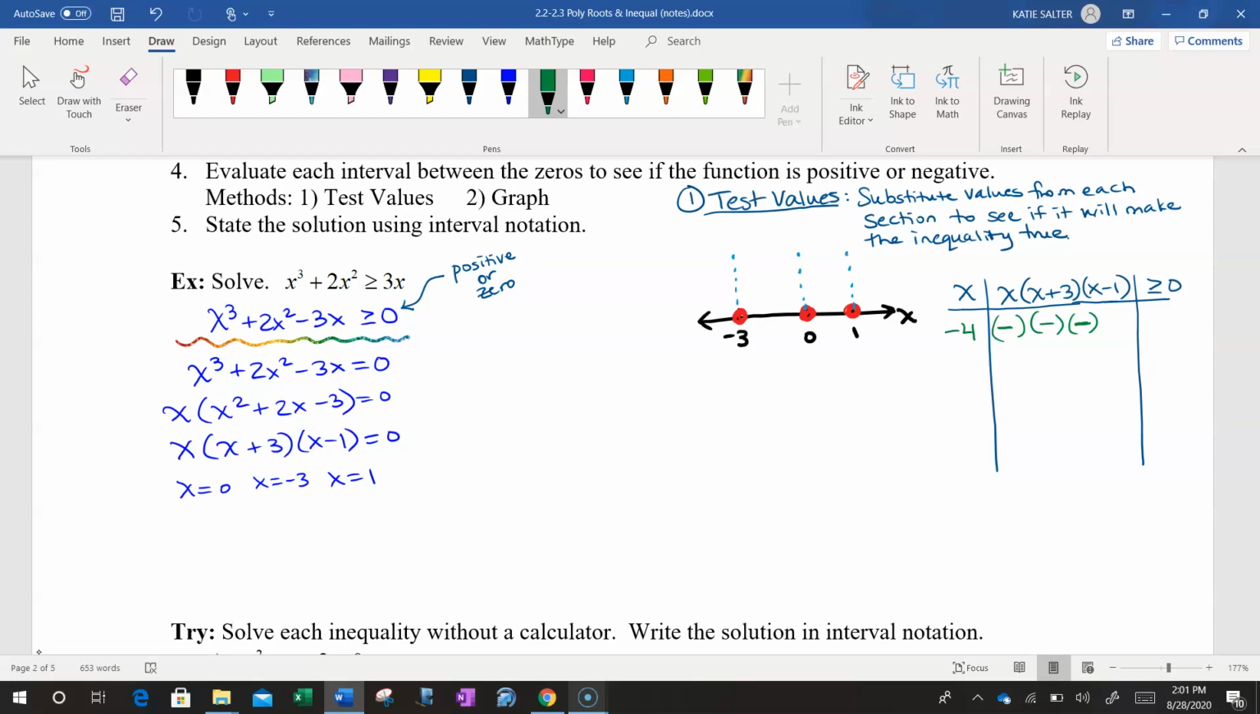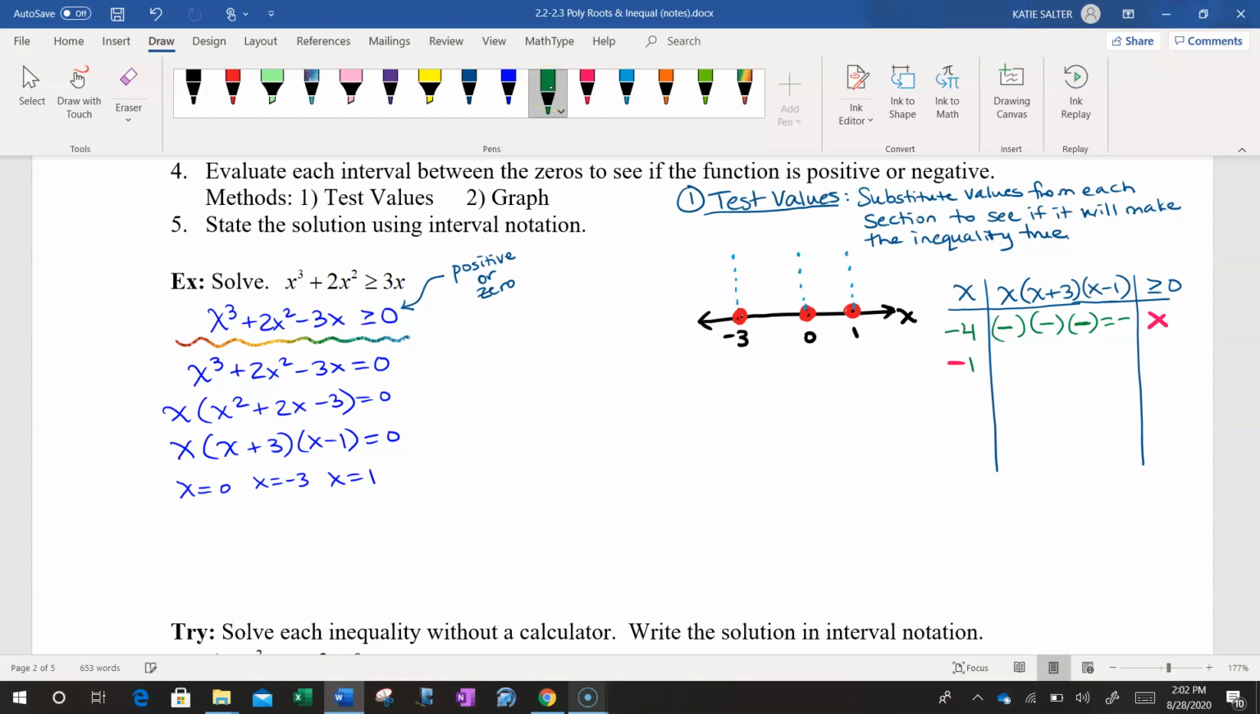Is negative greater than or equal to 0? No, because it's not positive. So what that tells me is this is false. I'm not going to shade this region. So do not shade less than negative 3. All right, so pick a number between negative 3 and 0. It doesn't matter what it is.